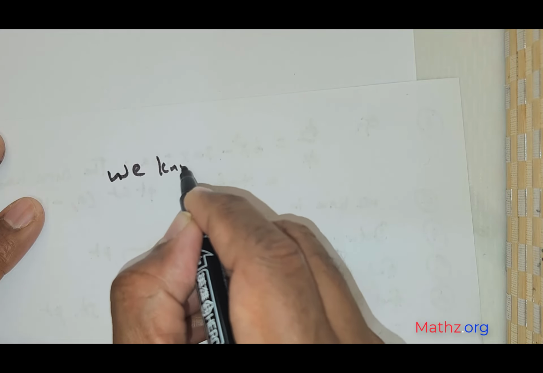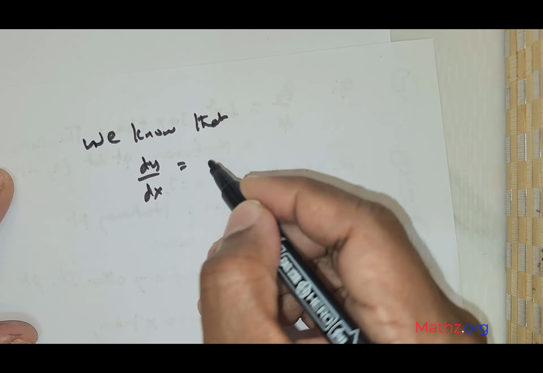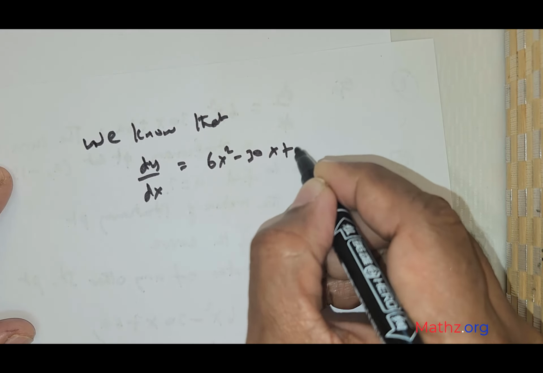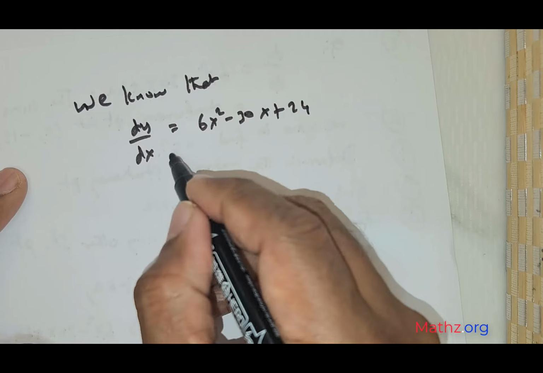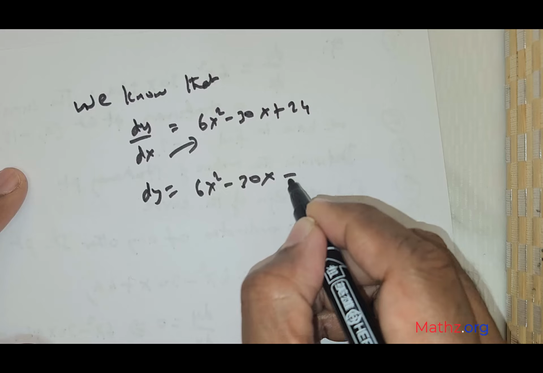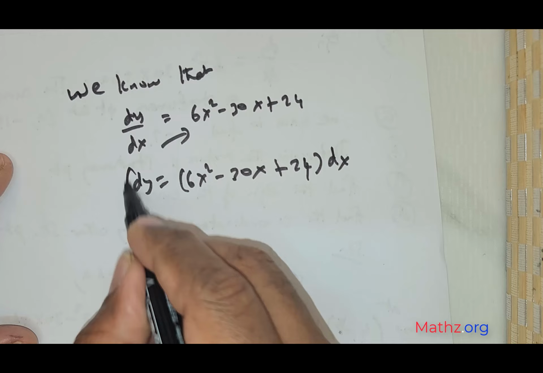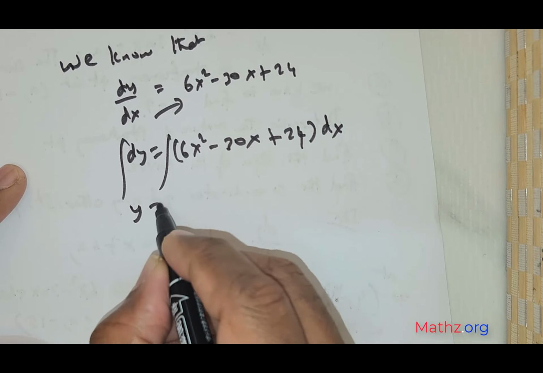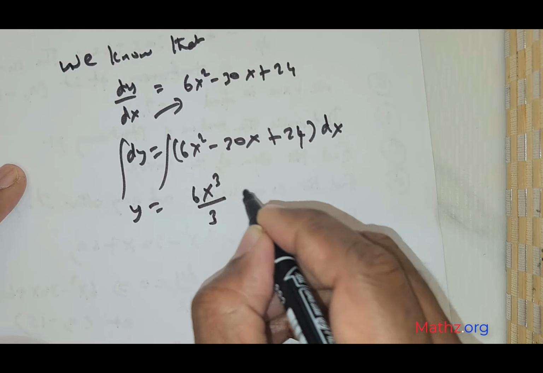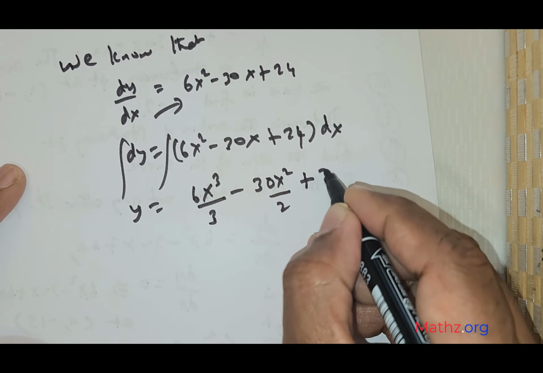We know that dy/dx = 6x² − 30x + 24. So you take the dx to the other side, you get dy = (6x² − 30x + 24) dx. Now you integrate both sides. The integral of this will give you y. The integral of 6x² gives 6x³/3, negative 30x gives 30x²/2, and 24 gives 24x.